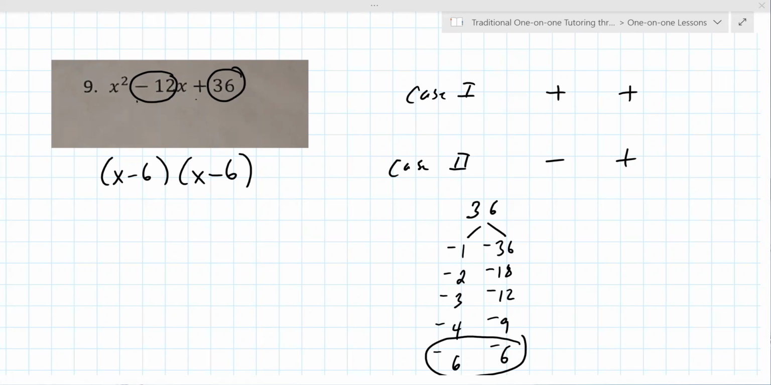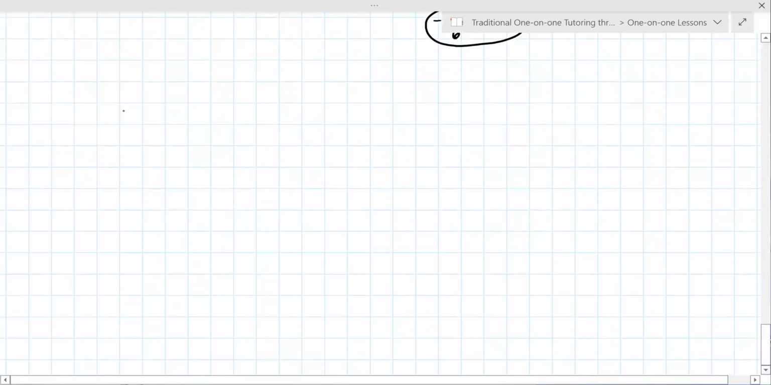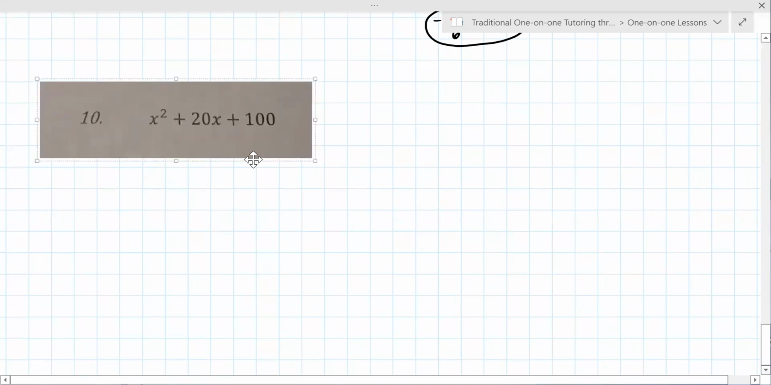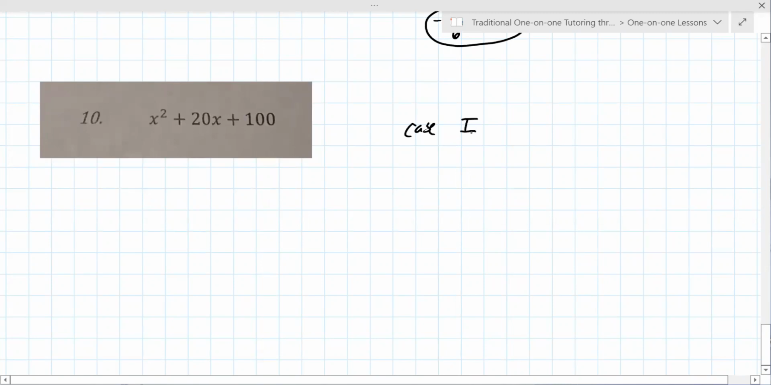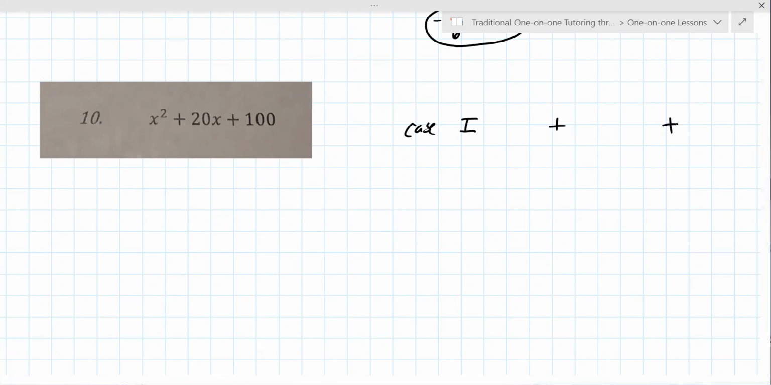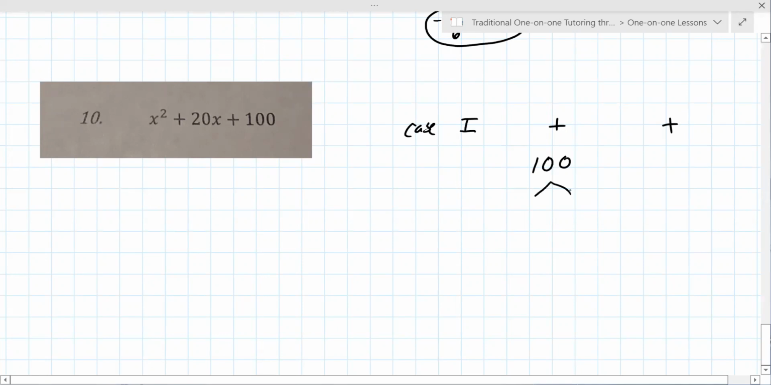Now let's look at number 10. Like we're going between these 2 cases here. I'm trying not to overwhelm you with too much, but you have to recognize that, oh, this is a case 1. It's plus plus. So case 1 is a plus plus. That means you're looking for 2 numbers that multiply to 100 but add up to +20.